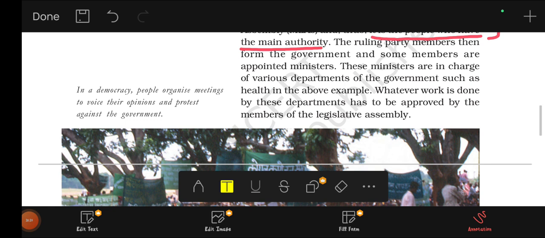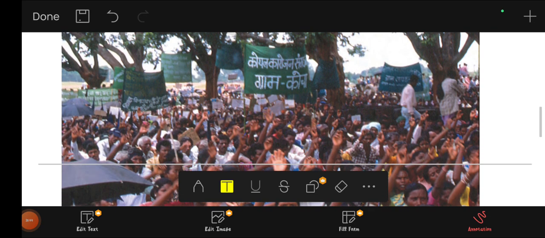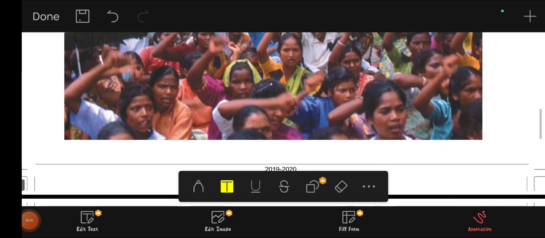The ruling party members then form the government, and some members are appointed as ministers. These ministers are in charge of various departments. As I said, they are given their portfolio where they have to manage their work.